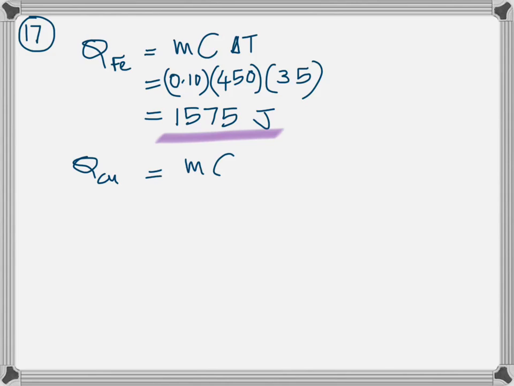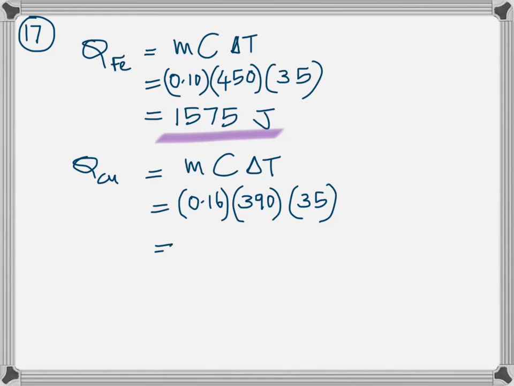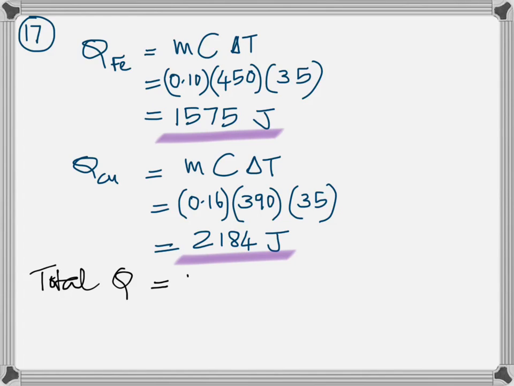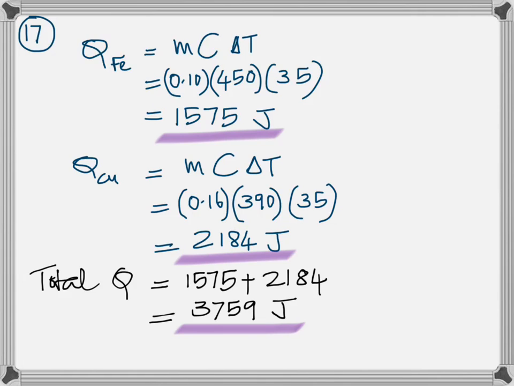Do the same thing for copper using the same formula, and the mass is 0.16 now, and its specific heat is given 390 times the same change in temperature, get 2184. Define the total heat, add them up. You get 1575 plus 2184 is 3759 joules.